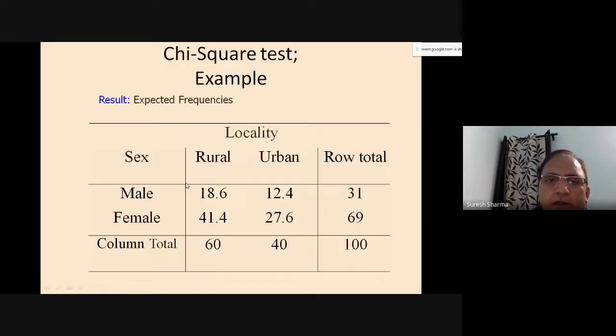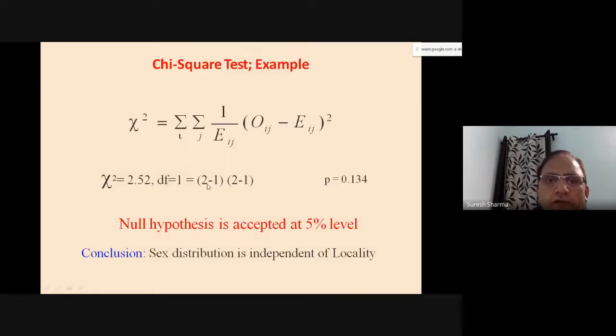Degree of freedom will be number of rows minus 1, number of columns minus 1. So number of rows is 2, number of columns is 2. So degree of freedom will be 2 minus 1 into 2 minus 1. So it will be 1 degree of freedom. And the P value is coming out to be 0.134. Is 0.134 less than 0.05 or more than 0.05?